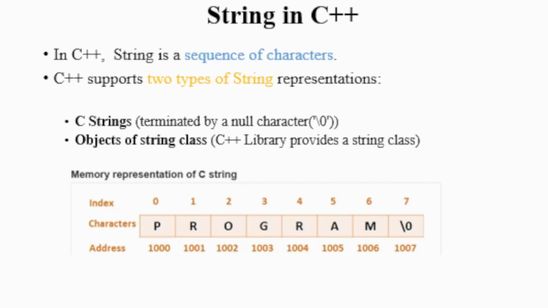So if you look at this, a string is obviously a sequence of characters. C++ supports two types of string representation, that is C string, which is terminated by a null character. How this null character is represented inside the computer memory, and how it will be displayed if you want to display it on the screen. Similarly, the second one is an object of the string class, that is, the C++ library provides a string class. Keep in mind that if you want to use the string class, you must include the string library.